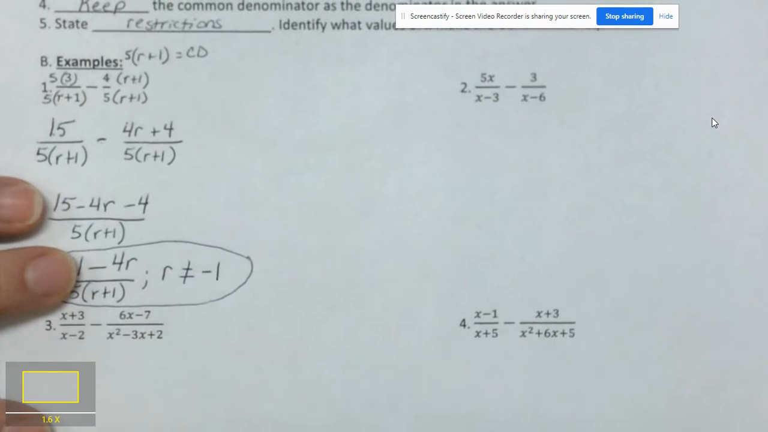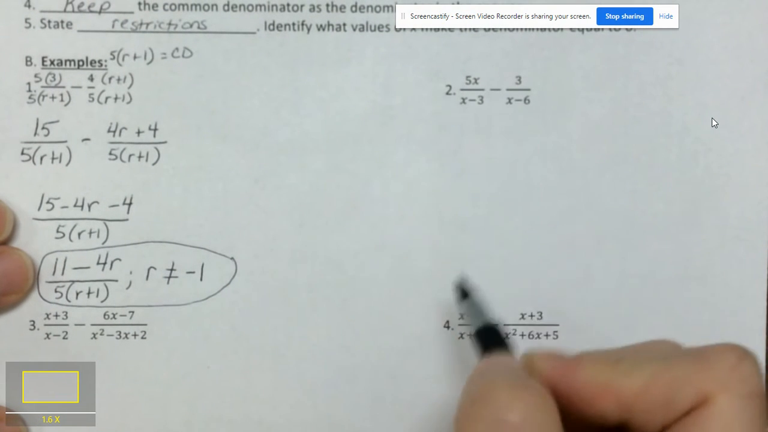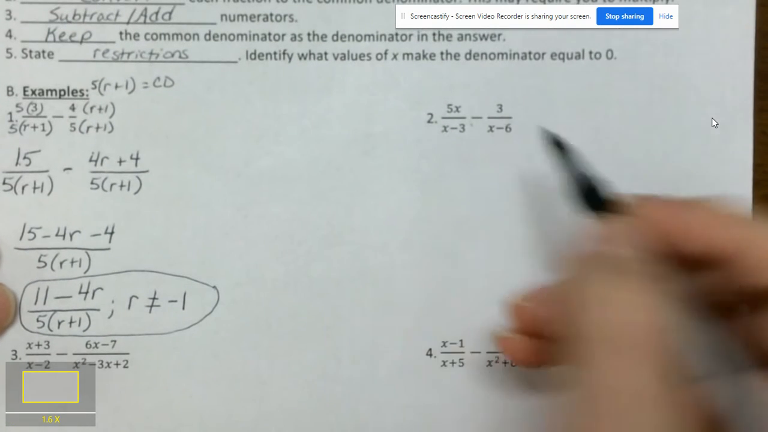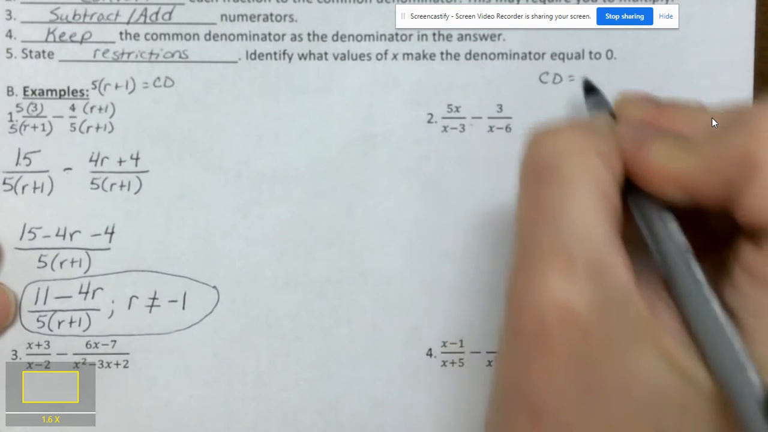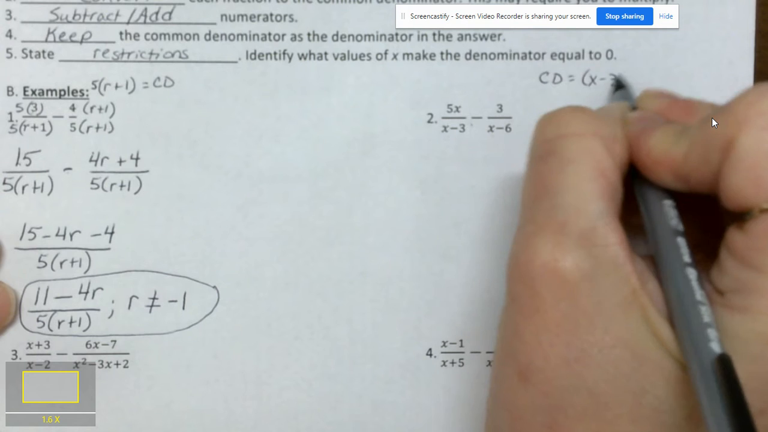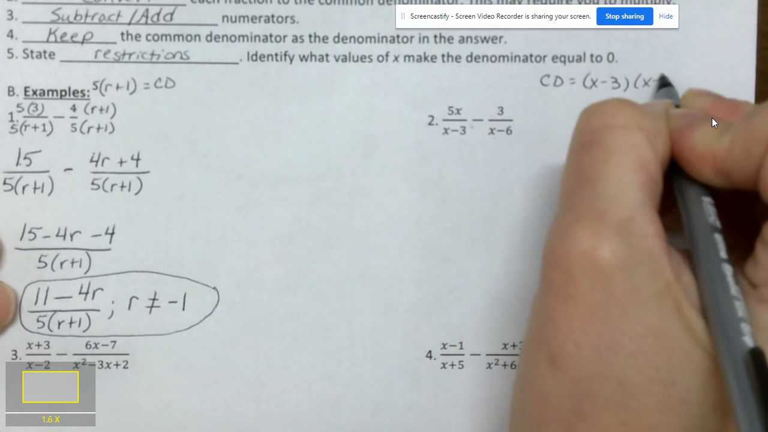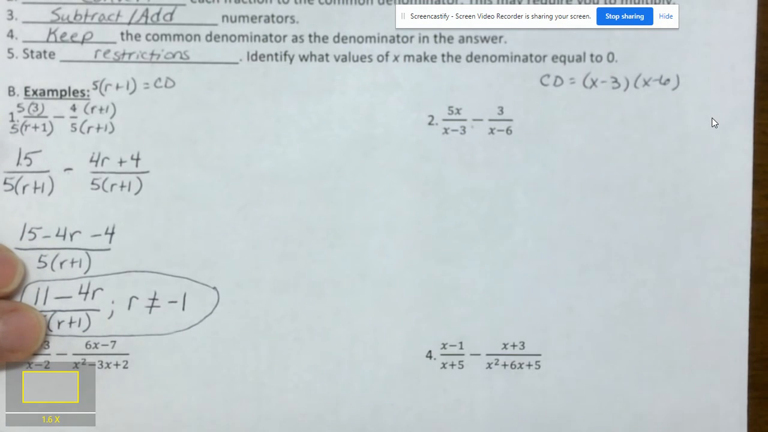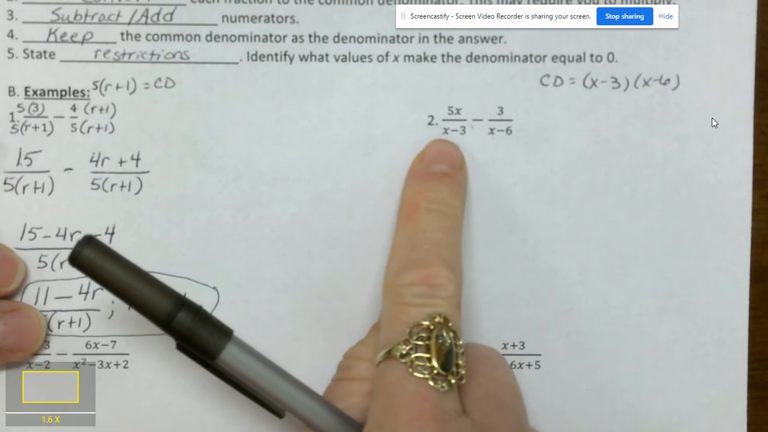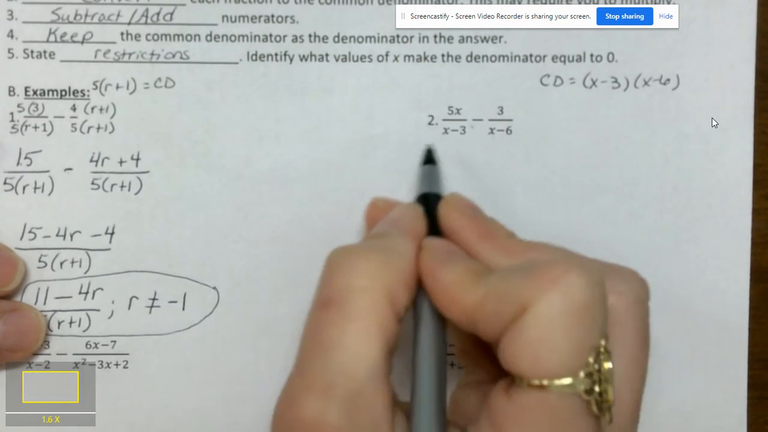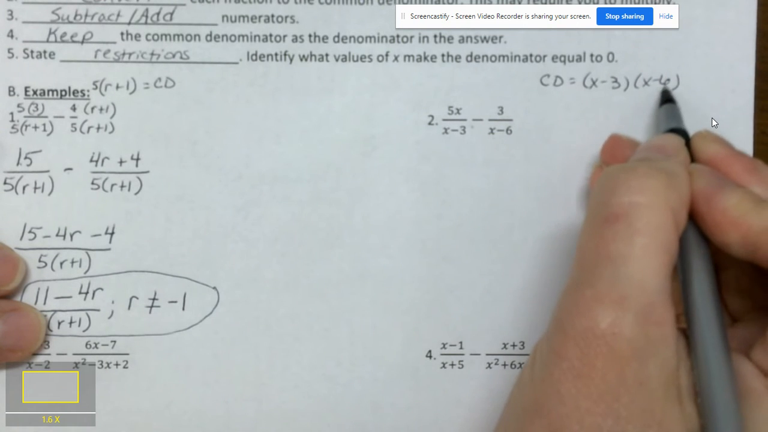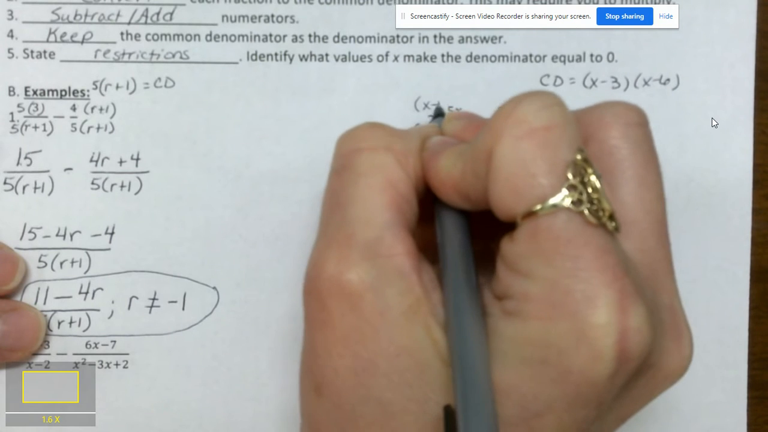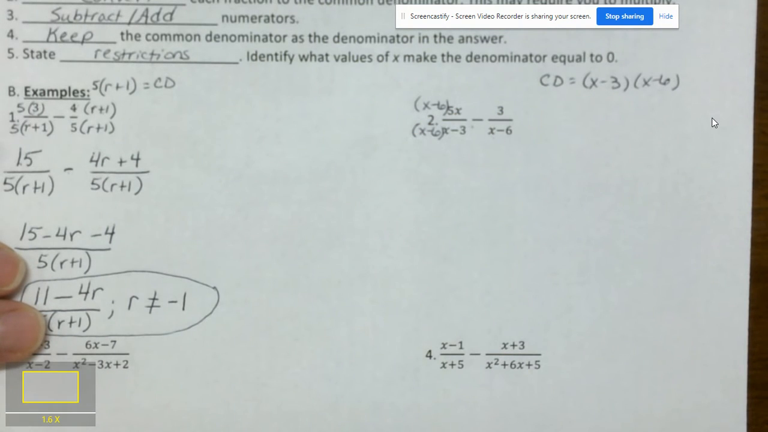Okay, let's look at another one. 5x over x minus 3, minus 3 over x minus 6. Now I'm going to come up here to come up with my common denominator. I see an x minus 3 and an x minus 6. So this is my common denominator. Now I look down here and I see what's missing in this one of my common denominator. Well, I have the x minus 3, but I don't have the x minus 6. So I'm going to multiply the top and the bottom by x minus 6.